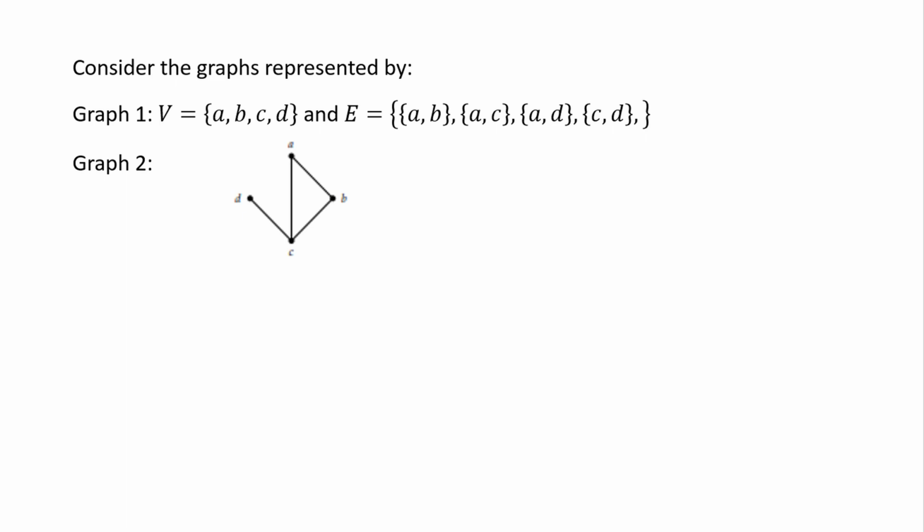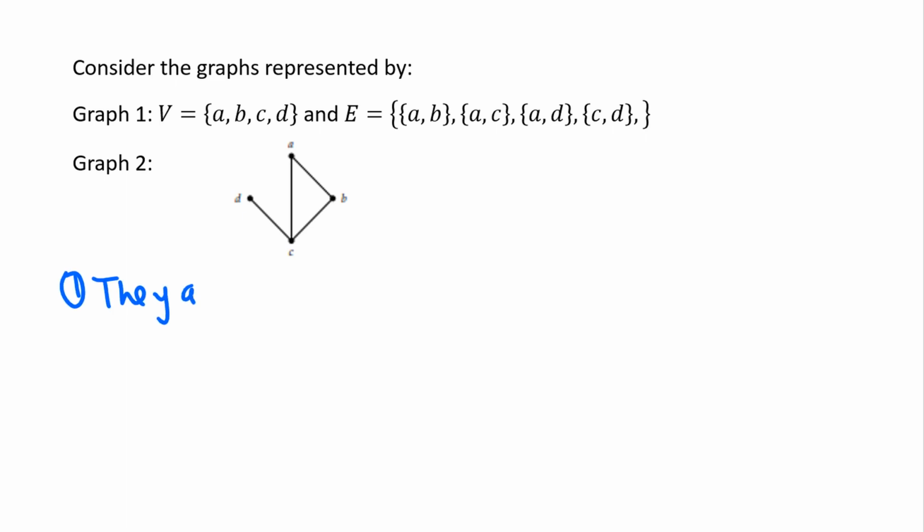Now graph 2 is represented by this drawing. It's 4 segments with vertices A, B, C, and D. A and B are connected. That's an edge. So are AC, BC, and CD. The first question posed is, are graphs 1 and 2 equal? And the answer is no.